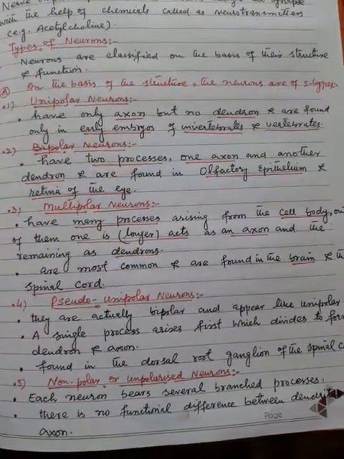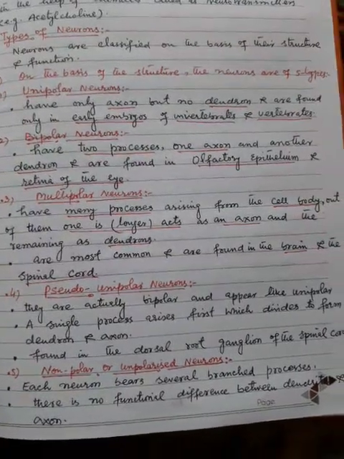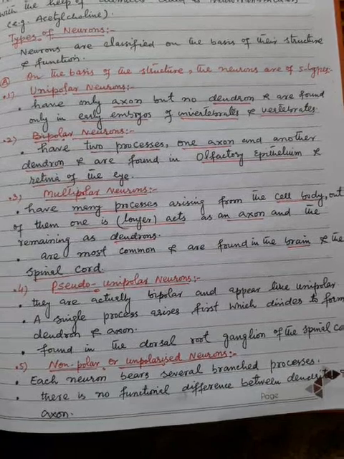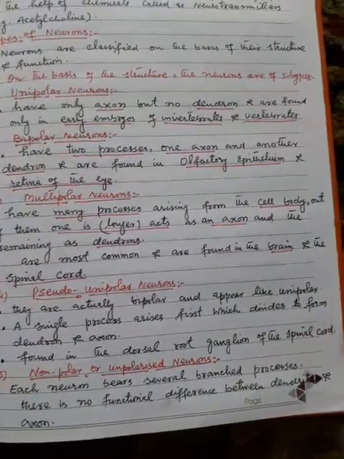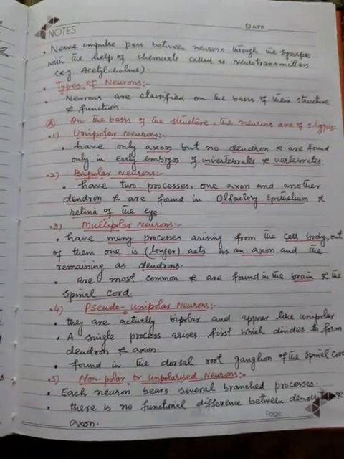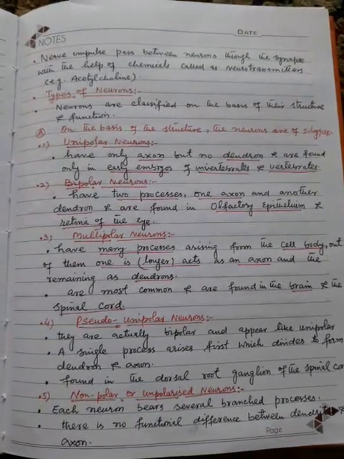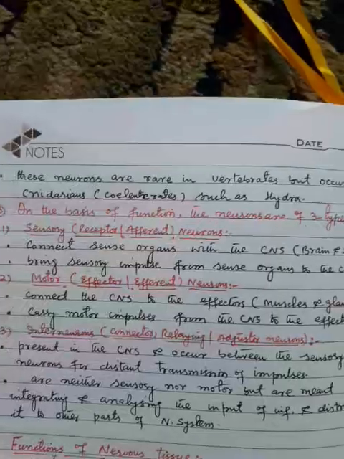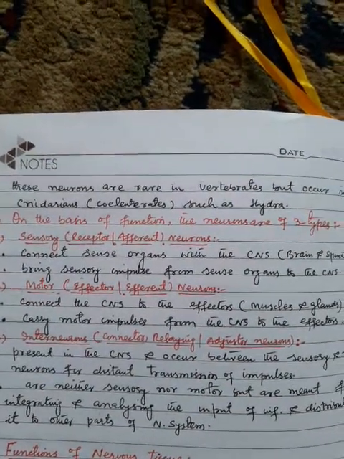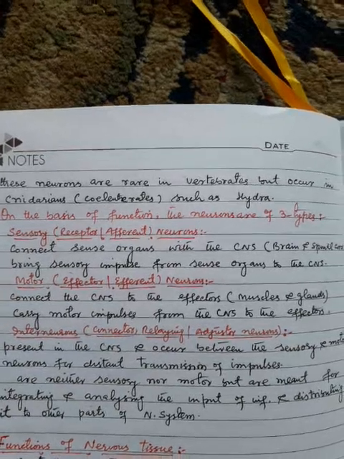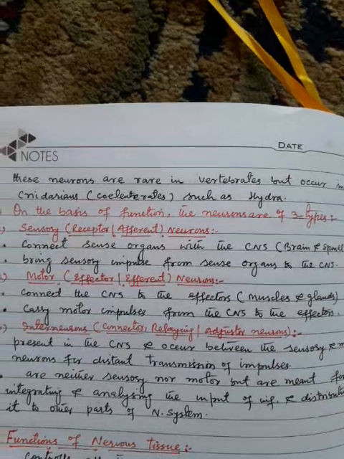Number 5 type is nonpolar or unpolarized neurons. Each neuron bears several branched processes. There is no functional difference between dendrites and axon. This was about the types of neurons based on the structure. Nonpolar or unpolarized neurons are rare in vertebrates and occur in cnidarians, that is coelenterates, such as Hydra.